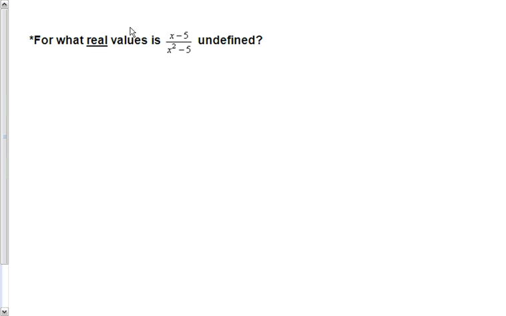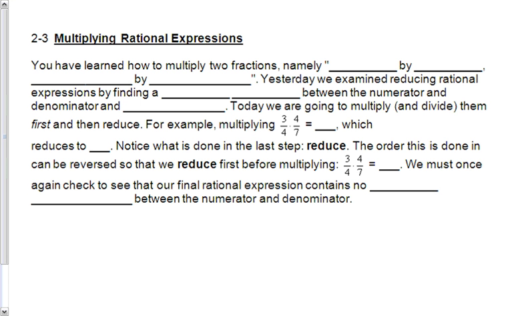Okay, our last question is for what real values is x minus 5 over x squared minus 5 undefined. A lot of people try and factor and cancel here. All I got to do is x squared minus 5 equals 0. x squared equals 5. And then take the square root. x equals plus minus the square root of 5. Those are real numbers. Because they're irrational, it doesn't make a difference. Okay? So, as you can see, we're going to finish there.